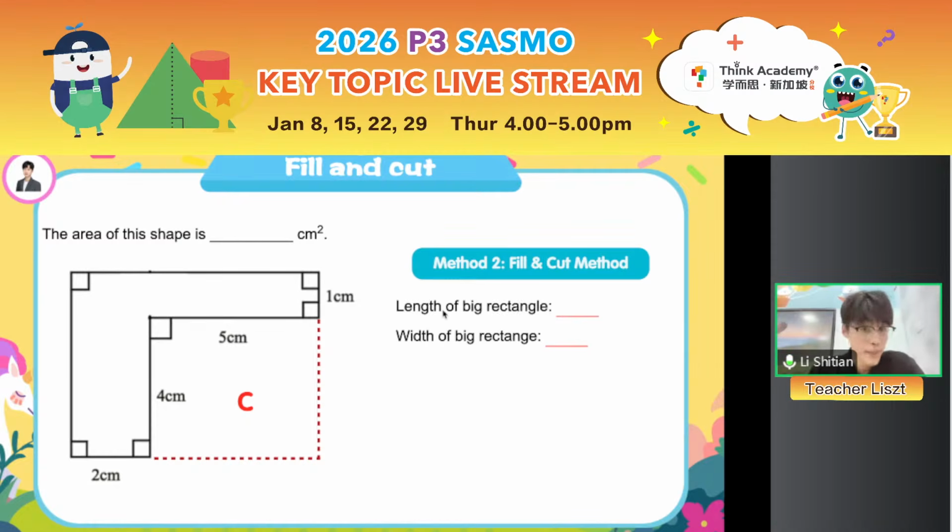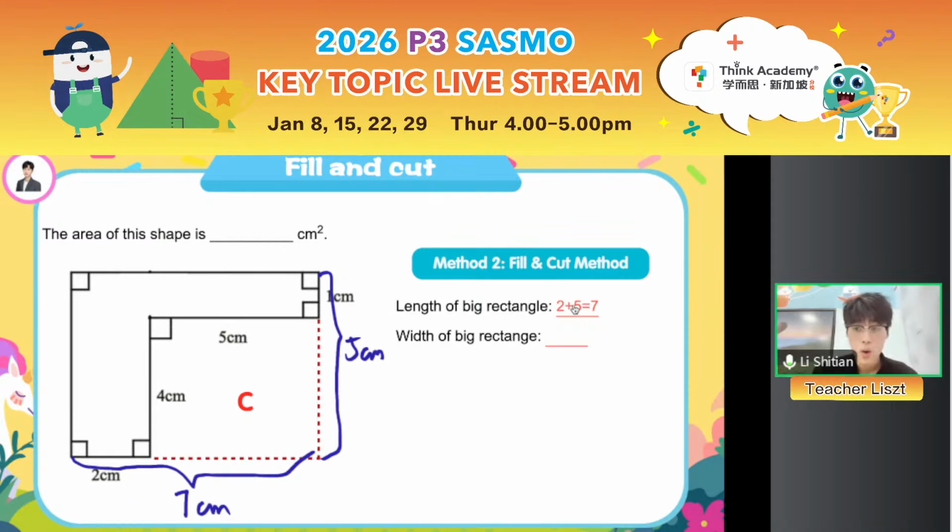What is the length of the big rectangle? Is it 2? No, right? Because for this one it is 2, but for this one it is 5. So actually how long is it? It is 5 plus 2 equal to 7 centimeters. What about the width of the big rectangle? Is it 4? Still no, right? Because for this one it is 4, and for this one it is 1 centimeter. So actually the breadth of this big rectangle is 5 plus 4 plus 1 equal to 5 centimeters.